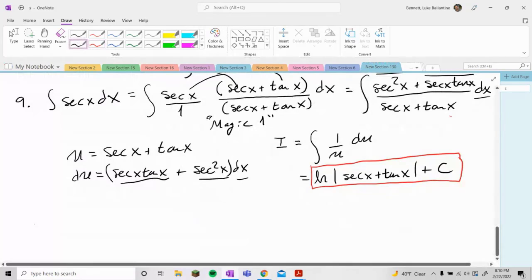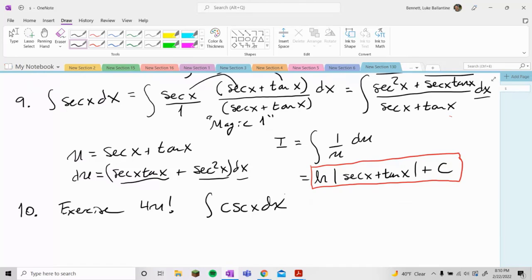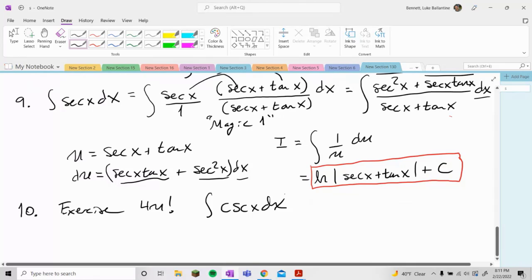Okay, number 10. Exercise for you. The integral of cosecant x dx. Another magic one. Try it for a minute. You might find it. And then you can verify your answer on an integral calculator or look up the solution online.